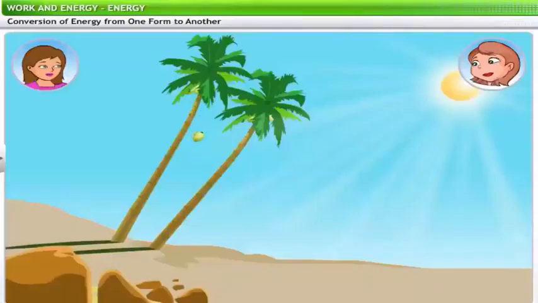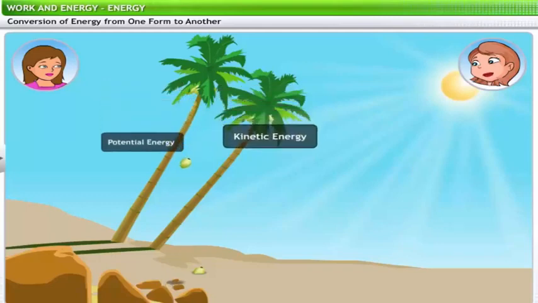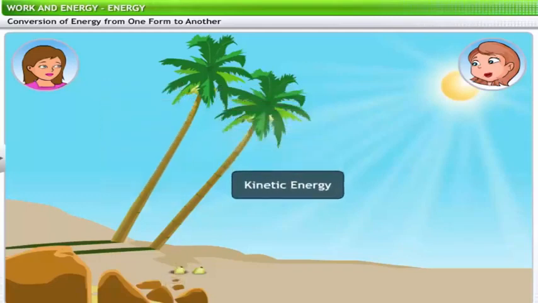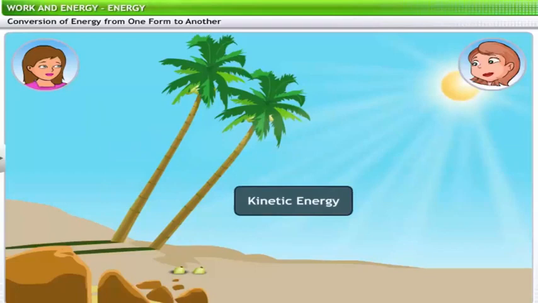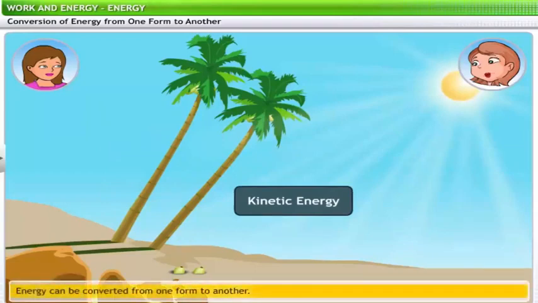You said the work was done by kinetic energy. But then, what happened to the potential energy of the coconut when it dropped down? The potential energy got converted to kinetic energy as the coconut gained velocity during its fall. In fact, conversion of energy from one form to another is a very common phenomenon observed in our daily life.